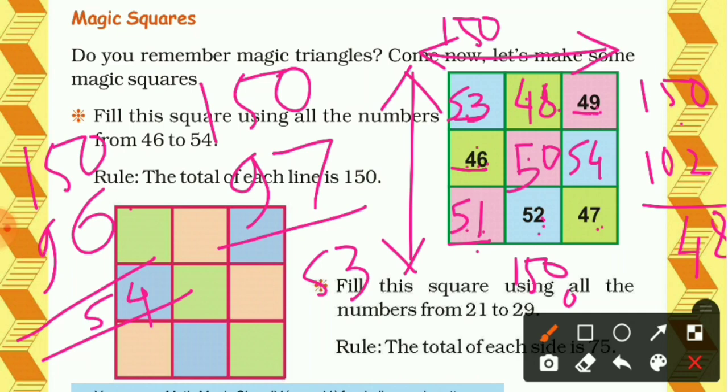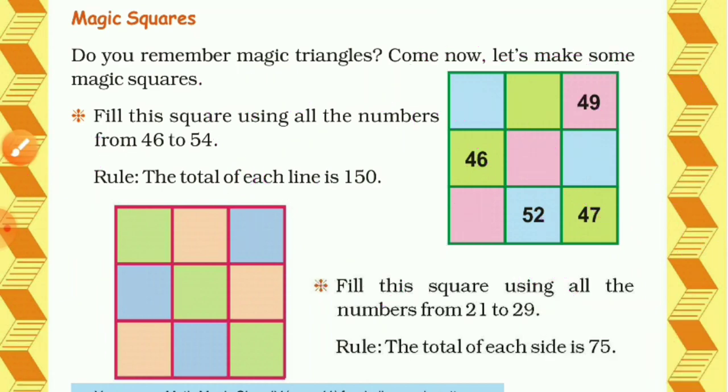So in this way we have filled this magic square, means we have made the magic square whose all sides, means vertical, horizontal and also diagonal, means if you will add 49, 50 and 51, also you will get 150. Okay, if you will add diagonally. So in this way this is complete. Now let's go to the second magic box.